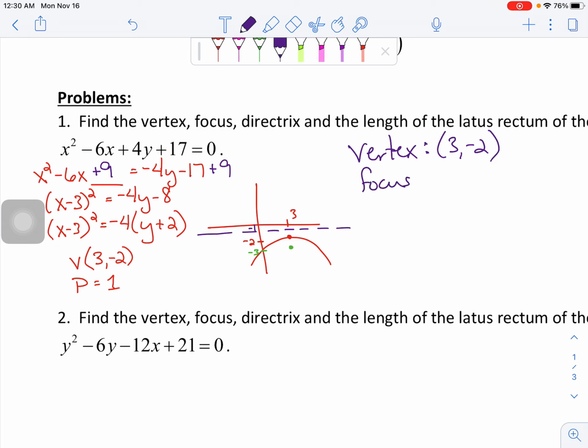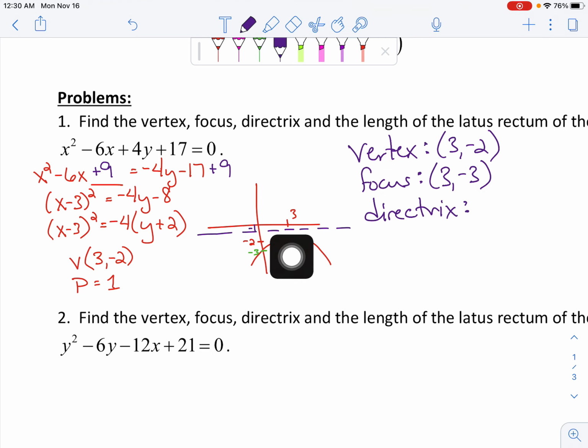My focus is this little green point right here. So it's positive 3, negative 3. So 3, negative 3. My directrix is the line y is equal to negative 1. Horizontal lines are y is equal to. Vertical lines are x is equal to.